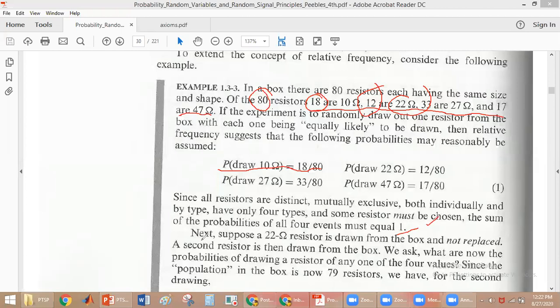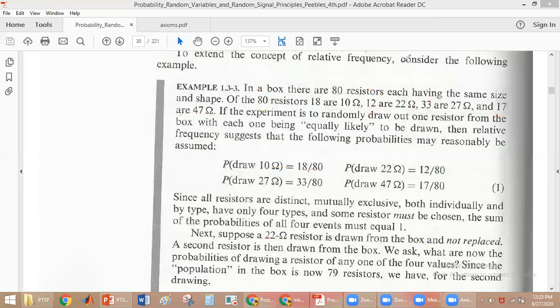Next, assume that a 22 ohm resistor is drawn from the box and not replaced. See here, 22 ohm is drawn from the box and not replaced. If it has not been replaced, then how many resistors will we have? 79 resistors. The 22 ohm resistor we have already drawn is not replaced, so now we will be having 79 resistors. Is it clear? Understood, students?